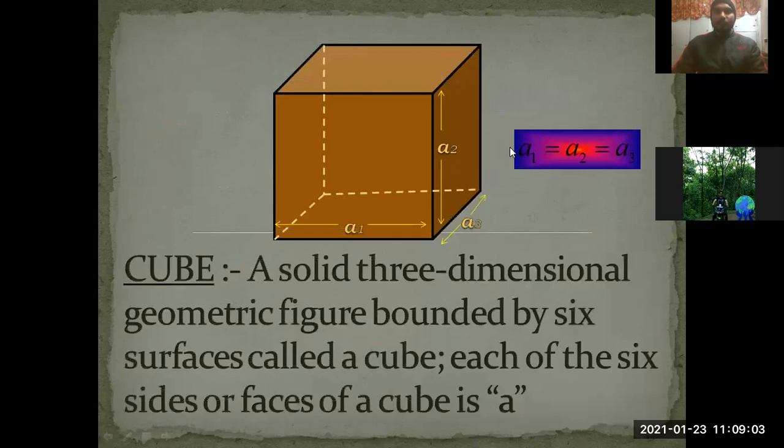So we will discuss the cube. A cube is a solid three-dimensional geometric figure bounded by 6 surfaces. I think you are watching these. These are the surfaces. A closed figure which is three-dimensional and bounded by 6 surfaces is called a cube. And each of these sides or faces of a cube is A. Here I have taken a few measurements like A1, A2, A3. These are the sides of a cube and these are all equal to each other.